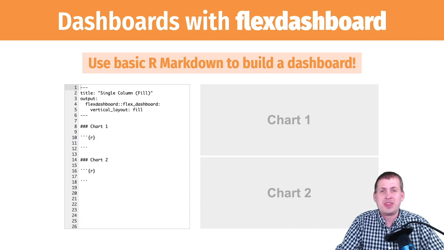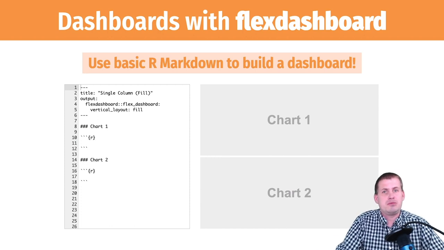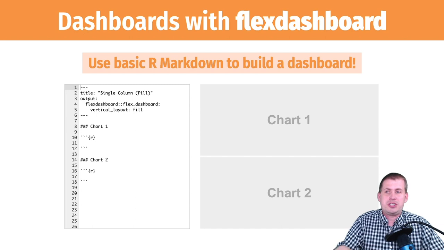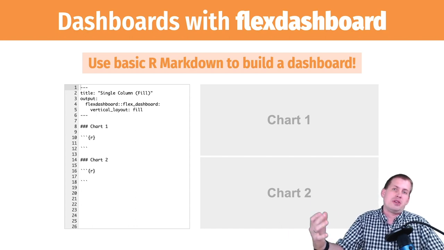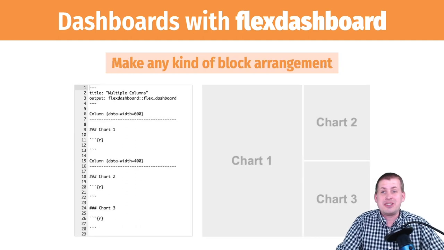And then you can put whatever you want in that chunk. If you want a static plot that's not interactive, then you can just use a ggplot function in there and plot something. If you want to show a table, you can show a table. If you want to show a single number, you can show a single number. If you want an interactive plot, you can do that too. You can change the layout however you want.